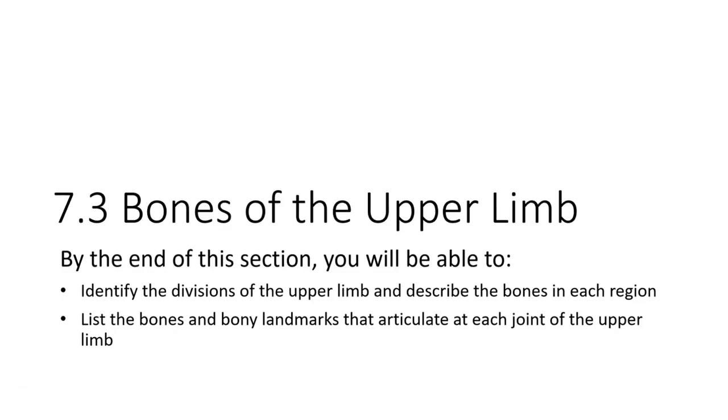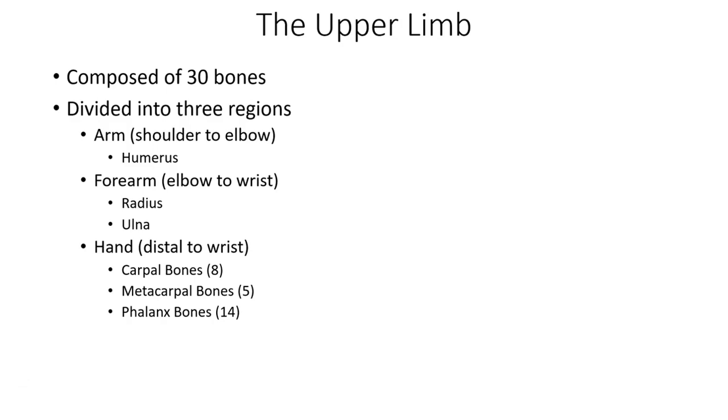Again, bones of the upper limb, so this is going to have 30 different bones, composed of the arm, forearm, and hand. So the arm is just the humerus, forearm is the radius and ulna, and then the hand includes the carpal bones, and then metacarpals and phalanges of the fingers.